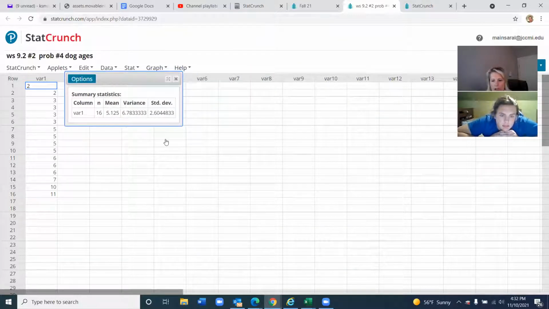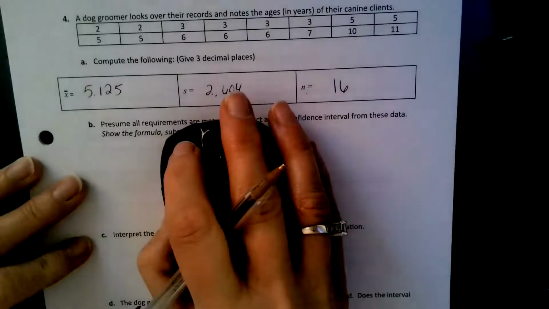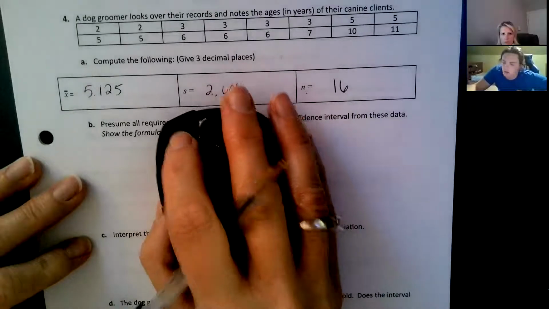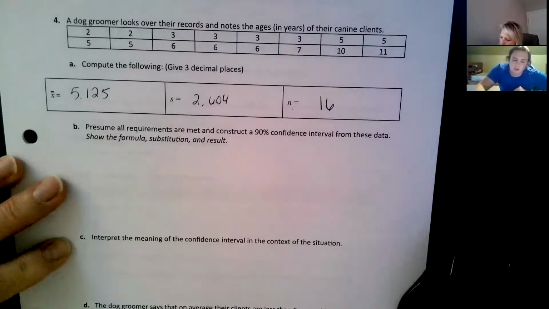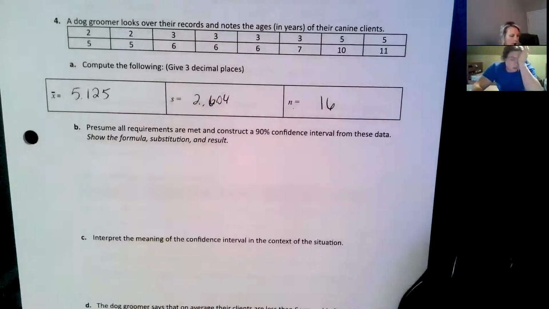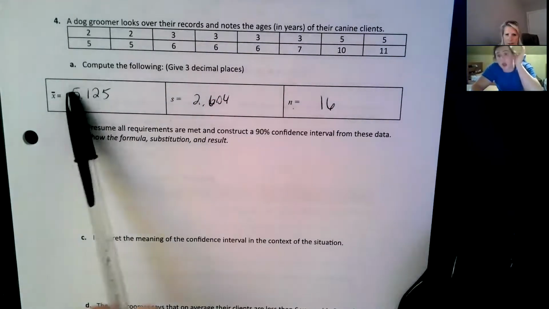And there we go. So that's what we need for number 4. Our sample size is 16. Our sample mean is 5.125. And our sample standard deviation is 2.604. I'm going to show my paper so you can see all that. Like I said, the confidence interval is going to come out with the sample mean, but that's the only thing it gives.